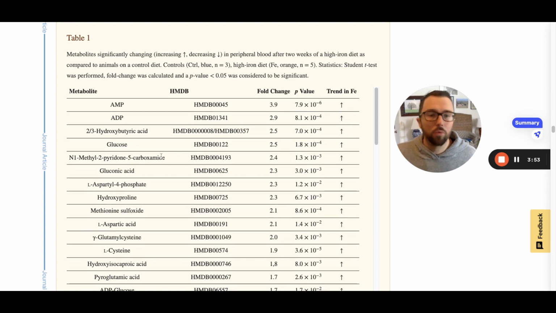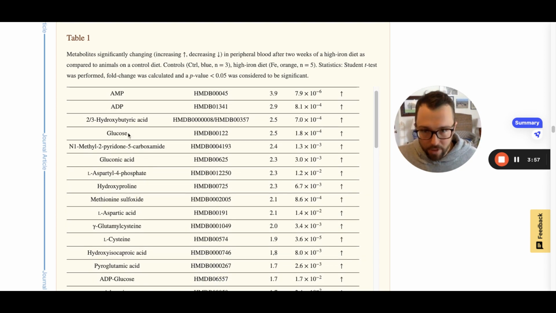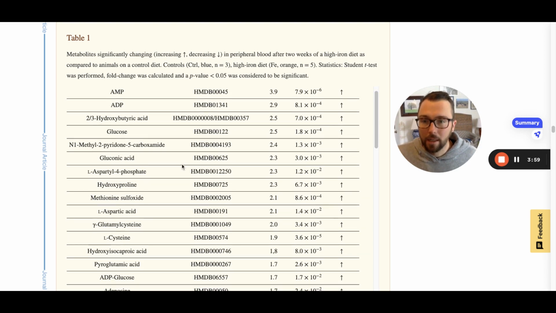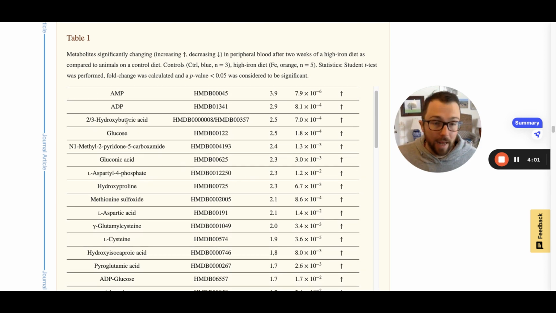And I'm not going to go item by item here, but you are able to see an increase in glucose, the hydroxybutyric acid. That's an increase in an oxidative stress marker. So 2,3-hydroxybutyric acid is a byproduct of the creation of glutathione. Glutathione is an antioxidant made for the liver.